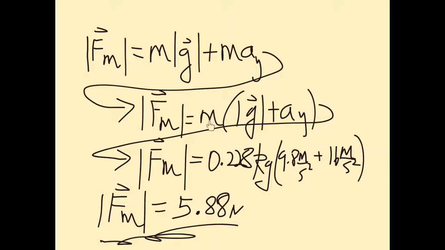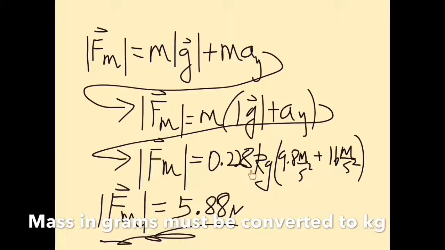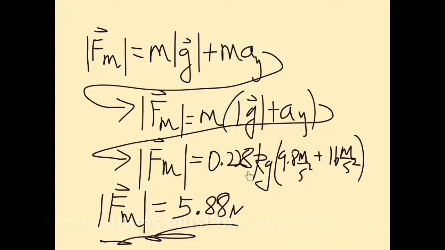We factor out the m for simplification, and then we substitute. We must put in standard units for mass, so we must convert the grams to kilograms. We get 0.228 kilograms times 9.8 meters per second plus 16 meters per second. This gives us, to three significant figures, that the reaction to the rocket motor force is 5.88 newtons. The end.